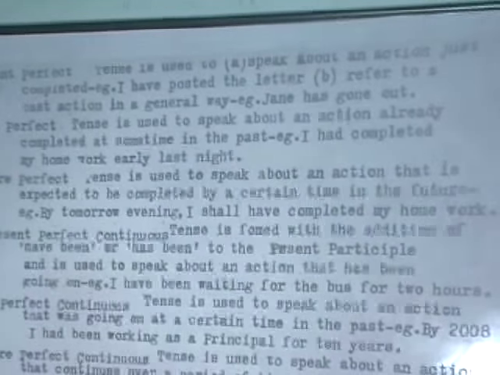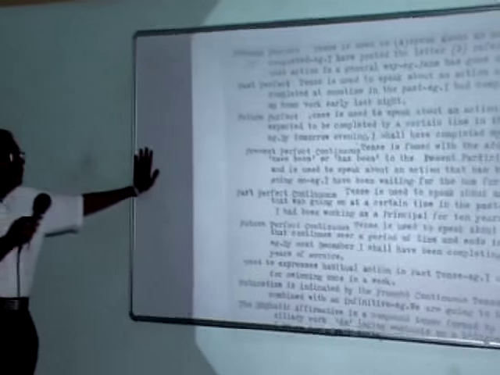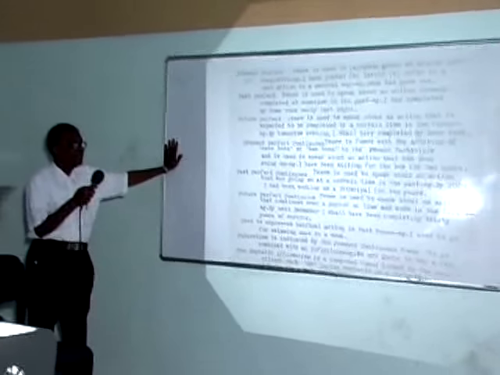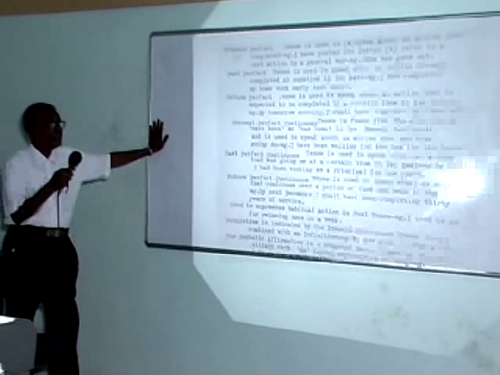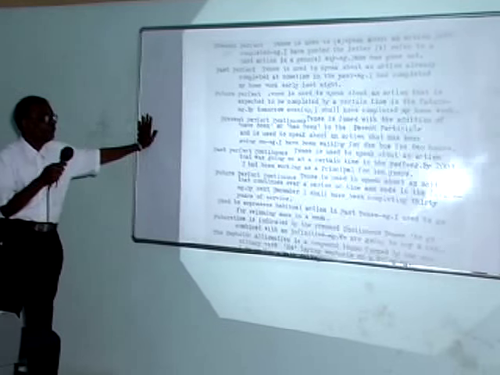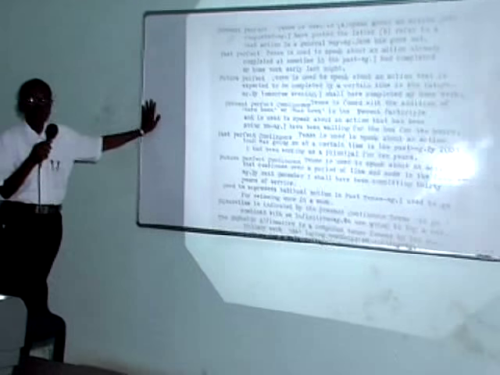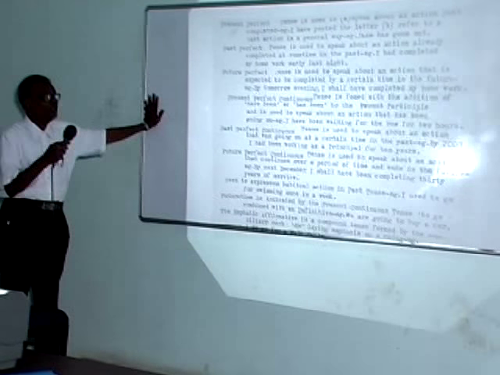It is also used to refer to a past action in a general way, as in, Jane has gone out. Past perfect tense is used to speak about an action already completed at some time, as in, I had completed my work early last night. Future perfect tense is used to speak about an action that is expected to be completed by a certain time in the future, as in, by tomorrow evening, I shall have completed my homework.